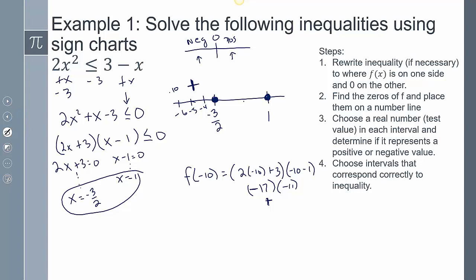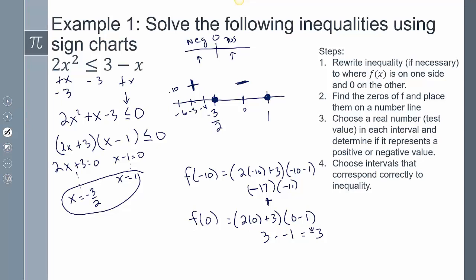Now if I pick a value in between negative 3 halves and 1, like 0, if I plug in 0, that's going to give me 2 times 0 plus 3 and 0 minus 1. So this is going to give me 3 times negative 1, which is negative 3. So that's a negative number. So I'm going to say that this region is going to be negative.